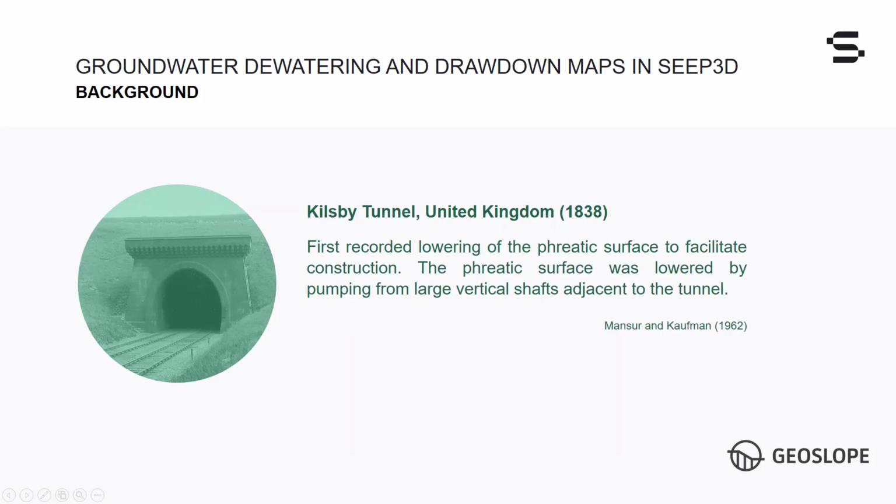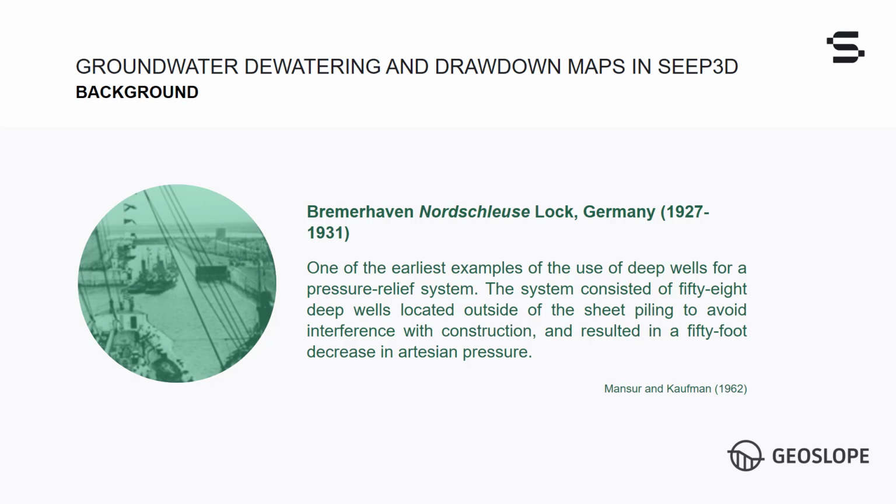The first recorded lowering of the phreatic surface was achieved in 1838 during the construction of the Kilsby Tunnel in the United Kingdom. In this case, the phreatic surface was lowered by pumping from large vertical shafts adjacent to the tunnel. One of the earliest examples of the use of deep wells for pressure relief purposes dates back to the construction of the Bremerhaven Lock, or Notschleuze, in 1927. The system consisted of 58 deep wells located outside of the sheet piling and resulted in a 50-foot decrease in artesian pressure.